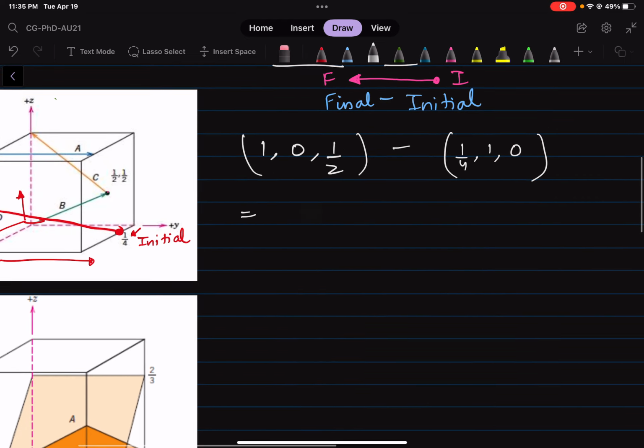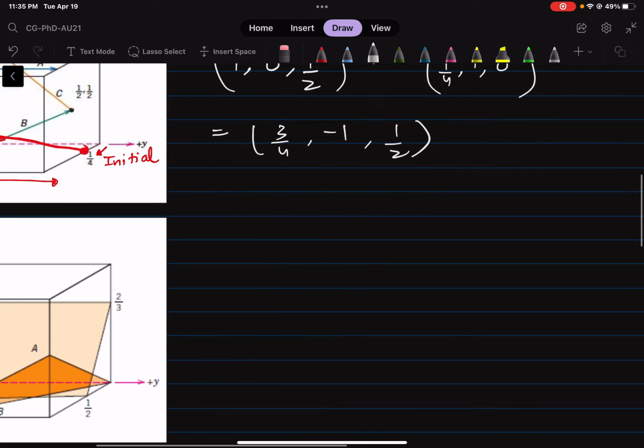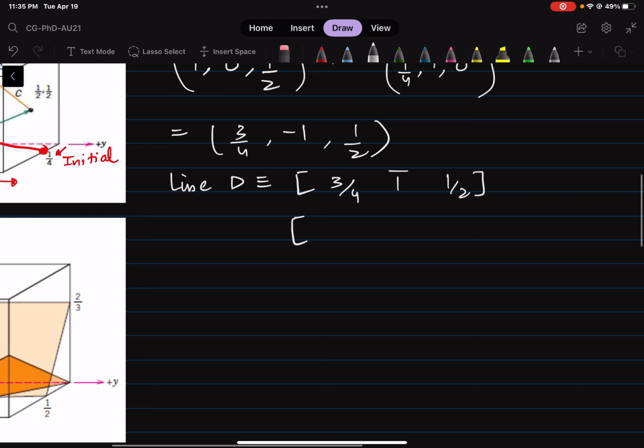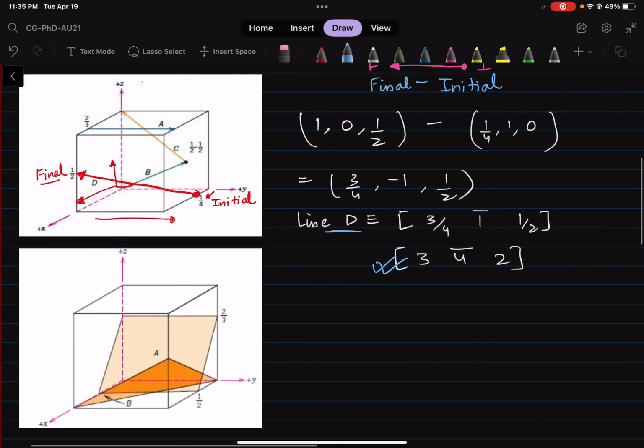And again, just do the math. 1 minus 1/4 will be 3/4 minus 1 half. So when you write this line D in Miller notation, again it's a square bracket, you could write this as 3/4 bar 1 half. And in the whole integer or the whole number form, this will become 3 bar 4 2. And this is the final line D that you have.